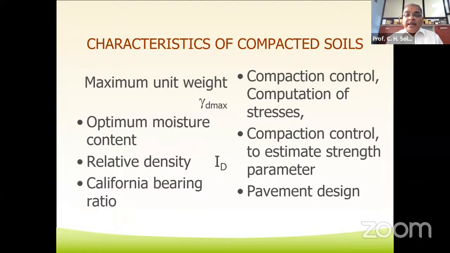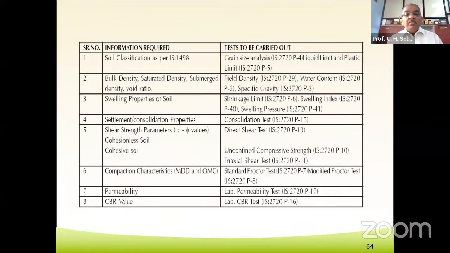The compaction parameters are used in the earthwork or the embankment work. We need to know the optimum moisture content and maximum dry density for the site where we are working. These parameters have to be determined in the laboratory, and with the same parameters, we have to work in the field with controlled earthwork. What IS codes are used for the different tests? It has been presented here in this slide.